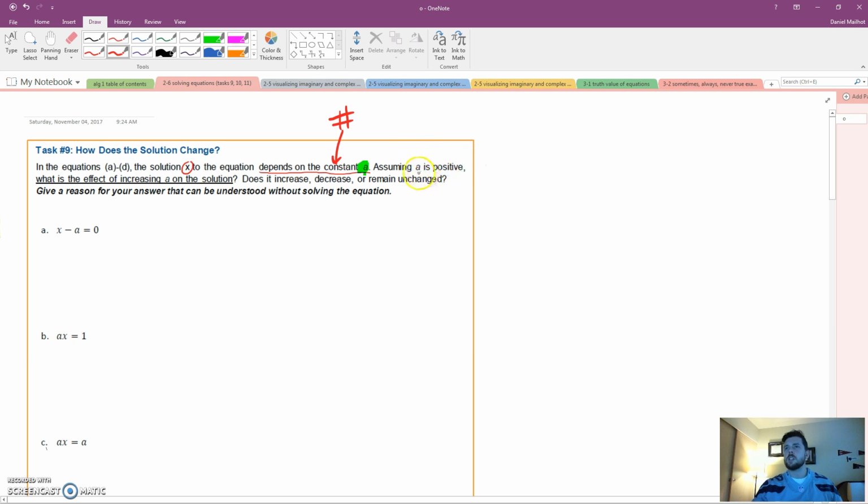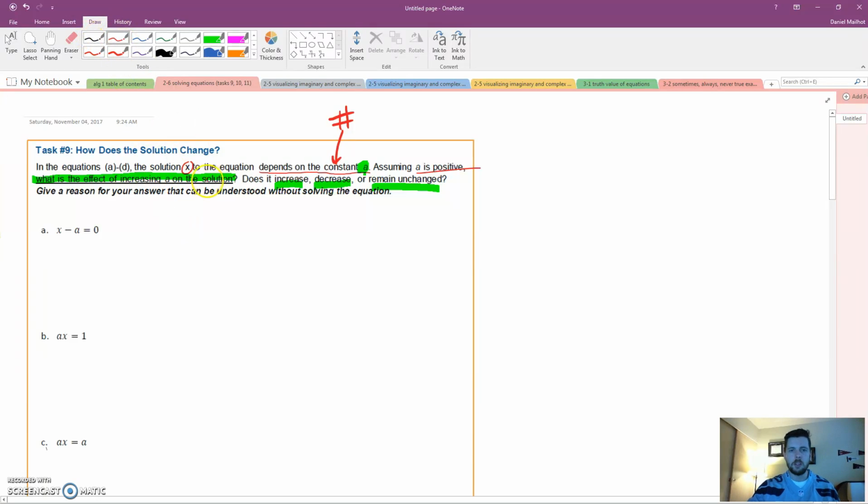We're going to deal with just a being positive, and we're going to answer this question. What is the effect of increasing a on the solution? Does it increase? Does it decrease? Or does it remain unchanged? Give a reason. You know we give reasons in this class. Without necessarily solving. So we're not really solving, and we kind of can't because we got 2 variables in one equation. Here's what I want you to do.